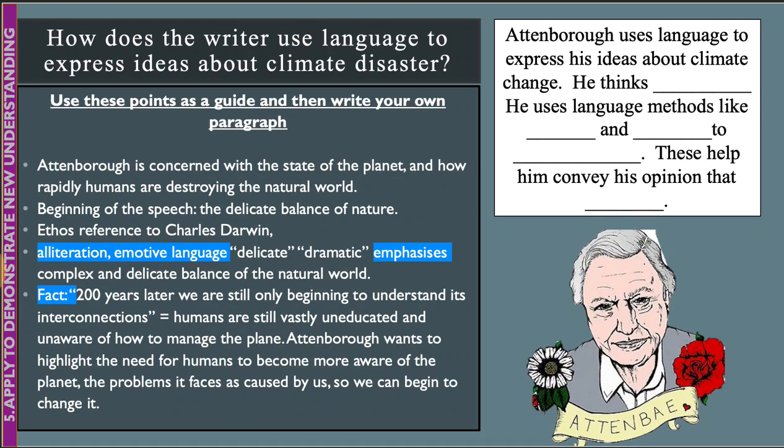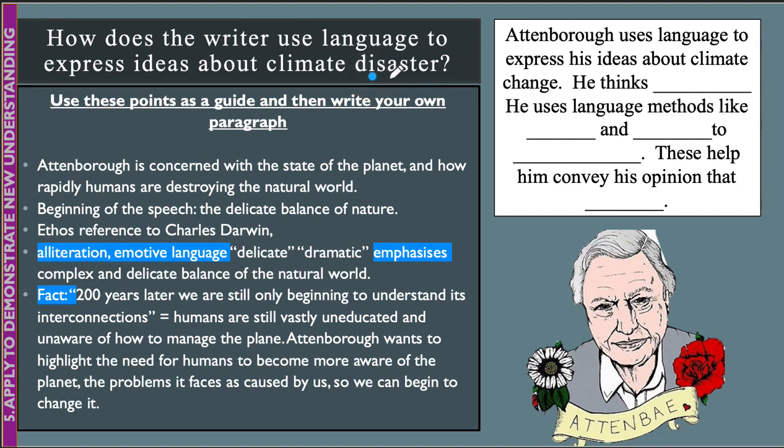I'm going to grab my highlighter to help you to see where I'm looking. So we're looking up here. Okay, how does the writer use language to express ideas about climate disaster? Okay, so you're going to think about the key words here. How does the writer use language? Yeah, that's going to be your key point for that, is to identify FIRE actions or his appeal to logos, ethos and pathos, to express ideas about climate disaster.